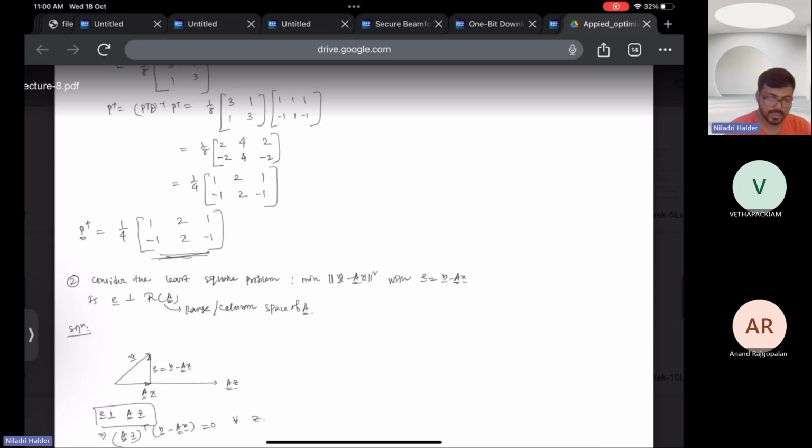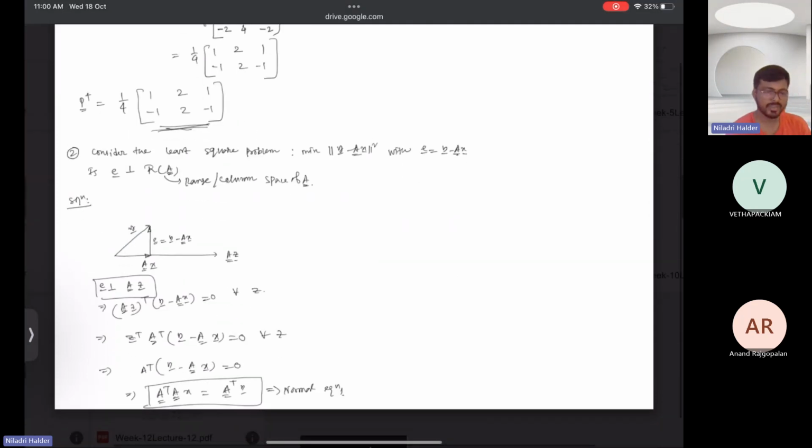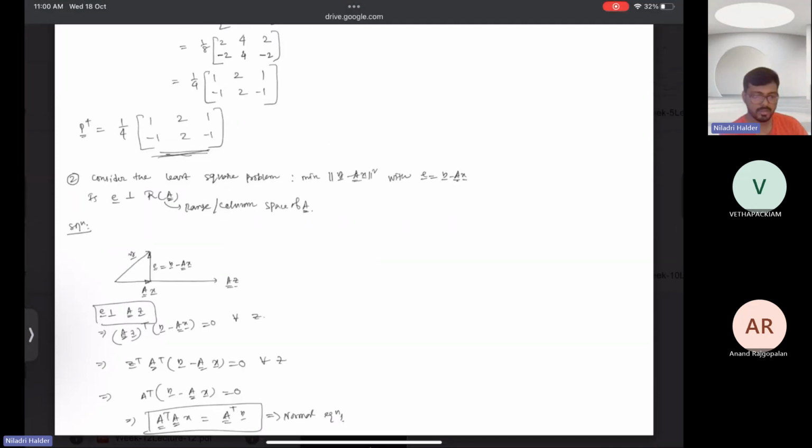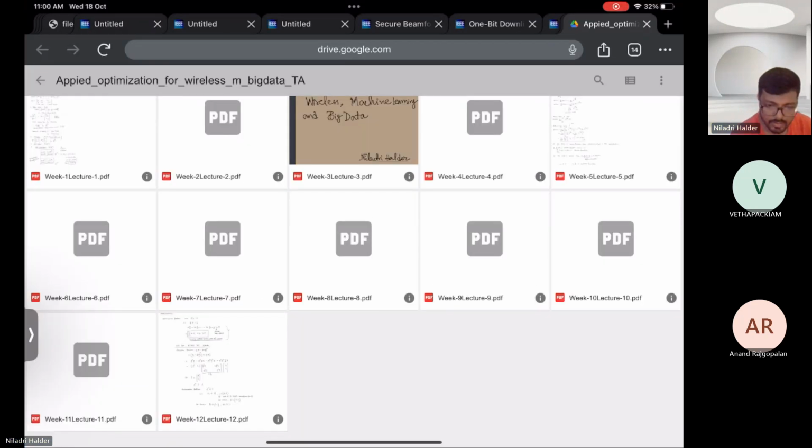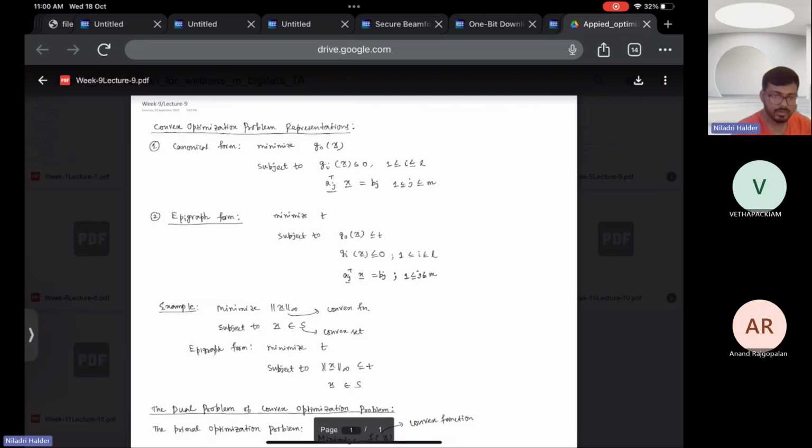Okay, so consider the least squares problem. This is a least squares problem, then this is the solution. We already did the proof earlier also. So then lecture 9.